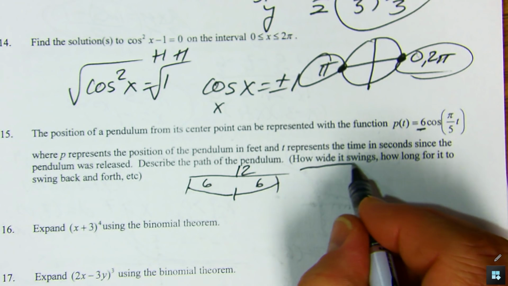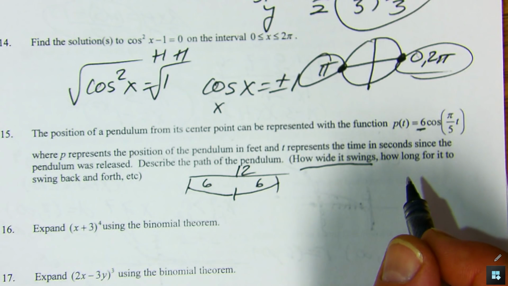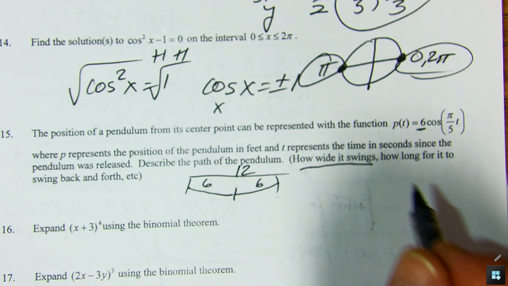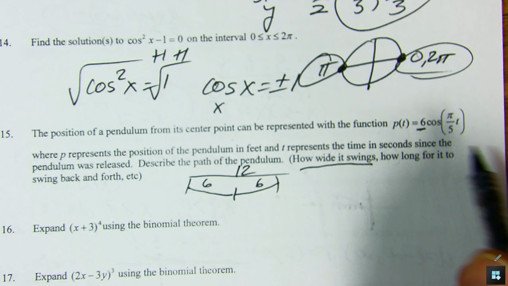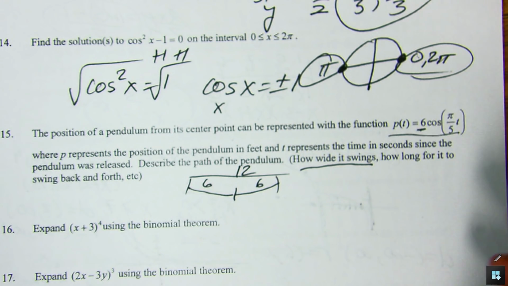So how wide does it swing? 12. For how long does it swing back and forth? Forever, because a sine and cosine curve never end. So if it's modeled by that, it's going on forever.